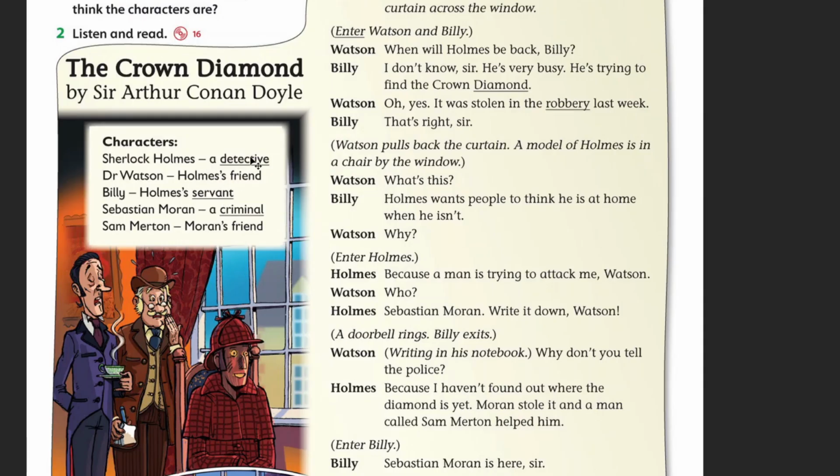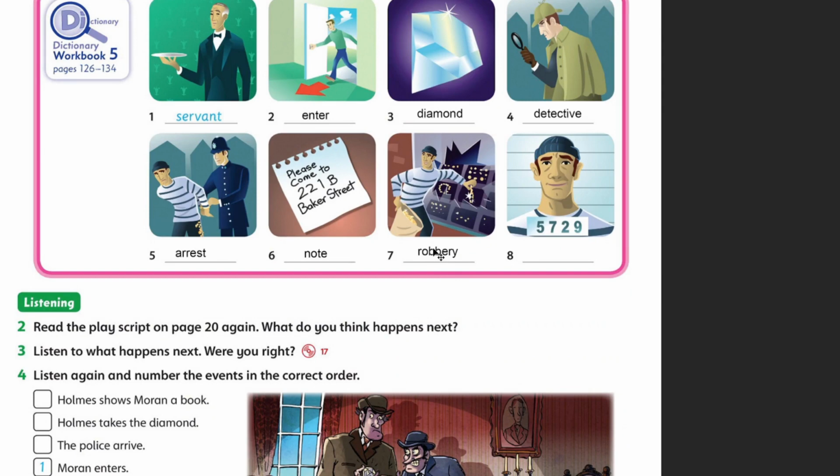And the last one, we have this. Is it a detective? No. A servant? No. A criminal? Yes. So we have a criminal.